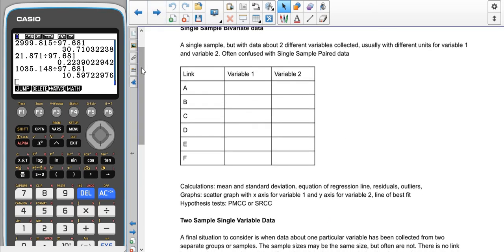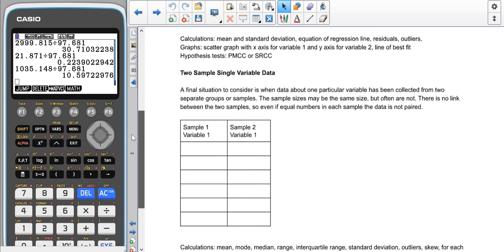The other thing that we could have is bivariate data. So here we have one person and we know two different things about them. Again, we could find the mean and the standard deviation, but it's more likely that we'd be looking at things like regression line, residuals, outliers. Graphs that we draw would be scatter diagram with x being variable 1 and y being variable 2, and we draw the line of best fit on there. And we might go as far as to have a look at PMCC or SRCC to be able to help us to tell if we have got a correlation between our variables.